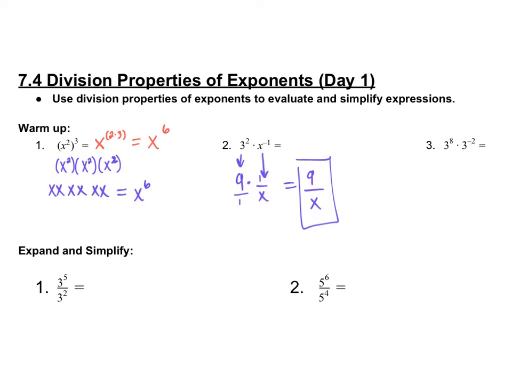All right, now number 3. We have the same base of 3, an exponent of 8, and an exponent of negative 2. So here, since we have the same base, we can use our product of powers property, which means we add the exponents. So we would have 3 raised to the 8 plus negative 2, which is 3 to the 6th power. And if we grab our calculator and do 3 to the 6th, we get 729.